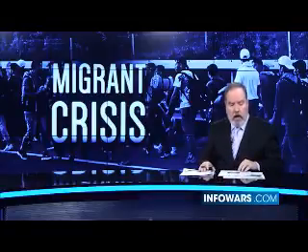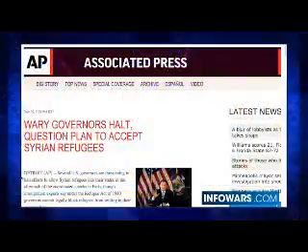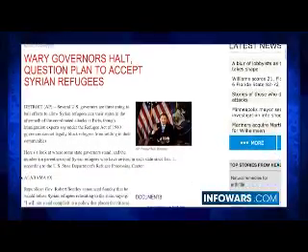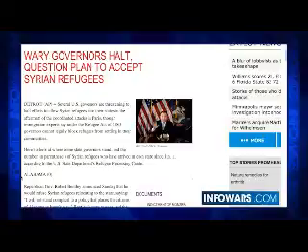Some governors are halting the acceptance of Syrian refugees. The AP reports that several U.S. governors are threatening to halt efforts to allow Syrian refugees into their states in the aftermath of the Paris attacks, though an immigration expert says they have no legal authority to do so.